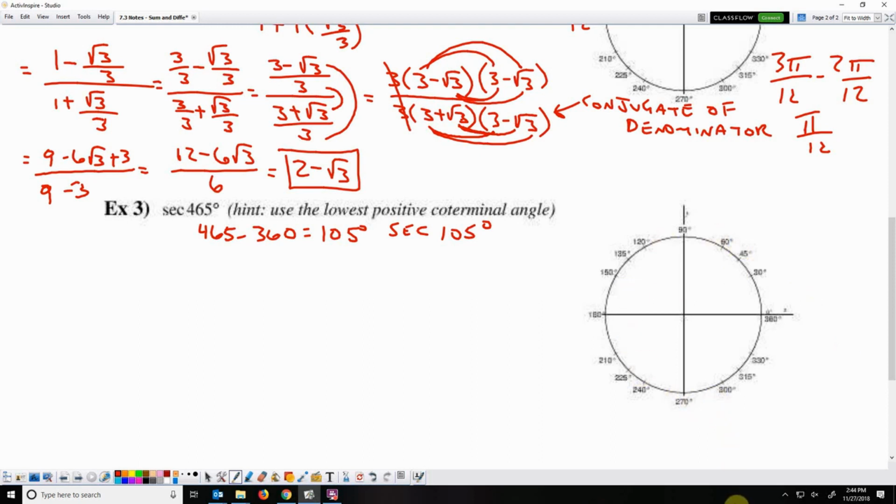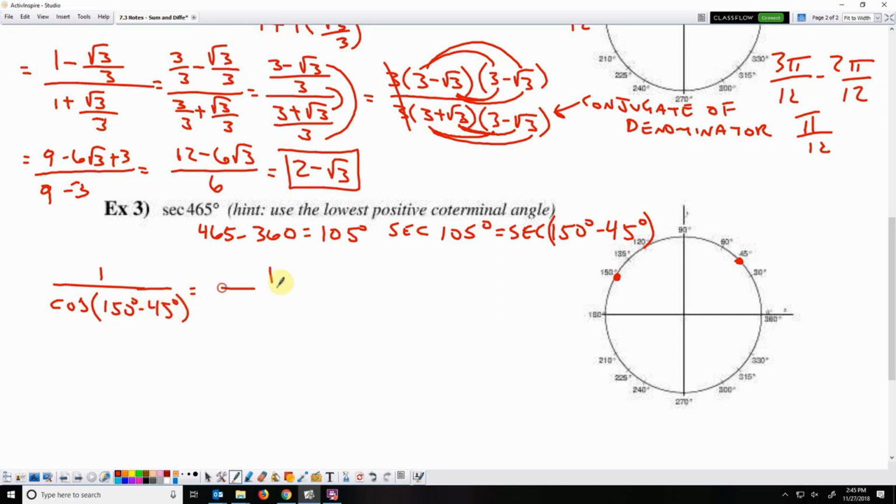So there's multiple ways to make 105. I'm going to do 150 minus 45. So it's secant 150 degrees minus 45 degrees. It's not the only way to do it, but it's the way I'm choosing. Secant is reciprocal of cosine, so it's really 1 over cosine 150 minus 45.